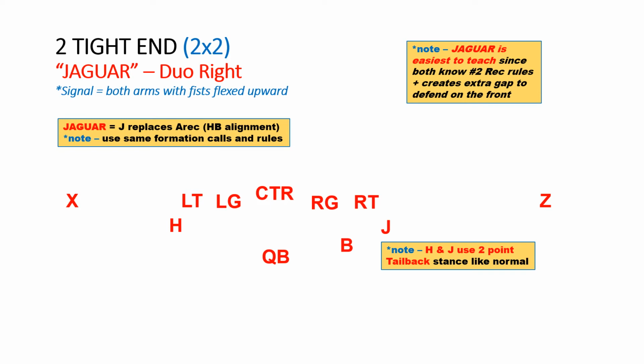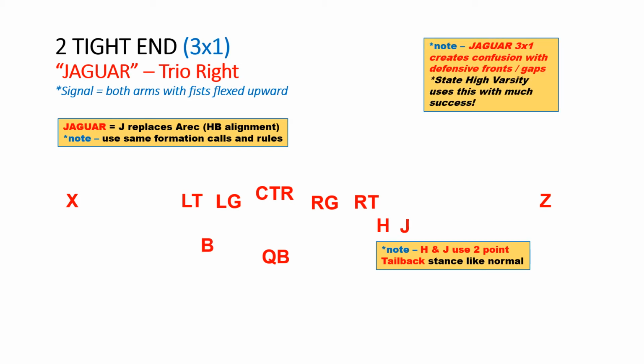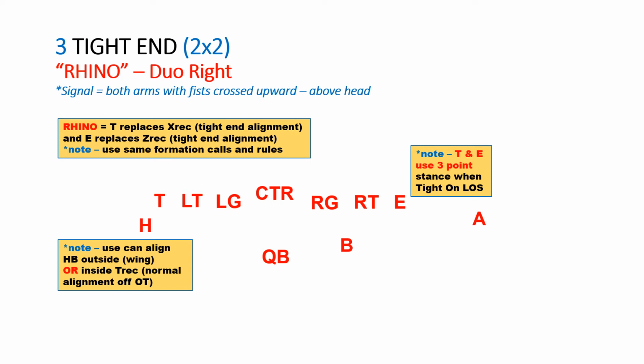Again, here with the stance, now the J will use his traditional H-back, tailback 2-point stance like normal. When we go to 3x1, this is a unique way to stress the defensive front. Again, the J now is going to be just outside the H-back's alignment, and we're going to have 2 of those H-backs right next to each other, both using their 2-point tailback stance. Creates confusion for the front, and again, like I said, our varsity runs this quite a bit with a lot of success.